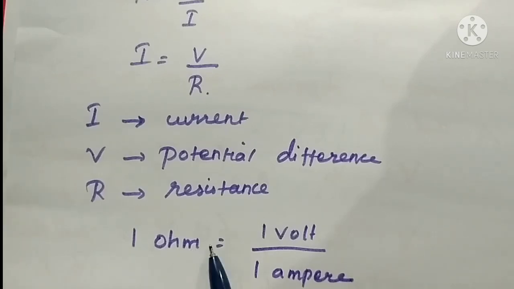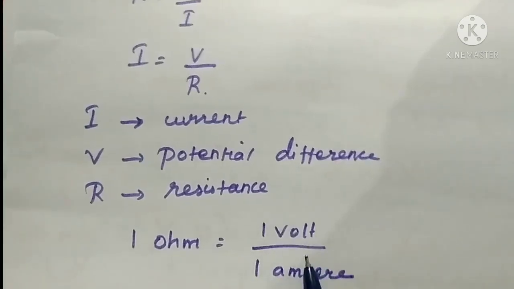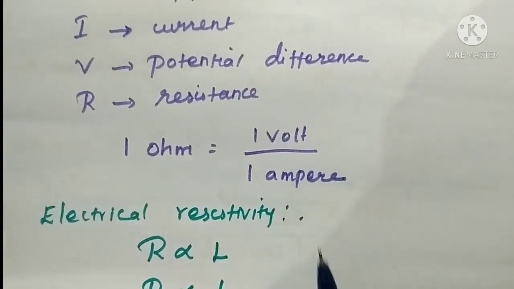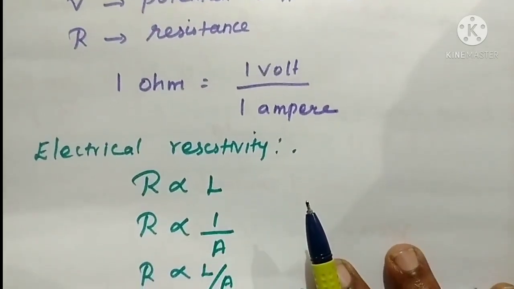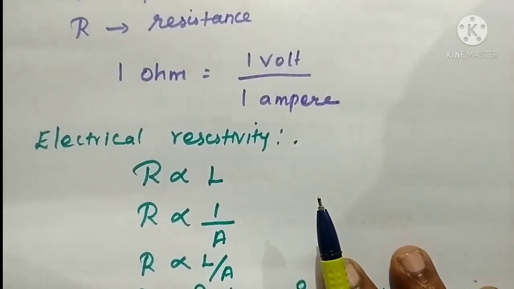Okay, the resistance developed in the conductor is equal to 1 ohm. 1 ohm is equal to 1 volt by 1 ampere. You all know that resistance is equal to potential difference by current, V by I. So how to represent 1 ohm? 1 volt by 1 ampere.